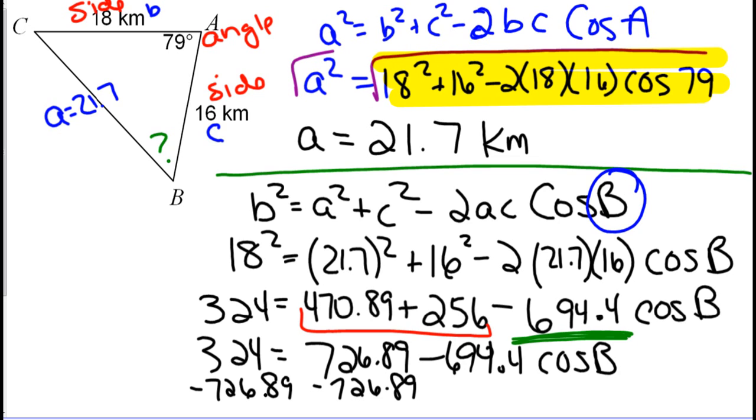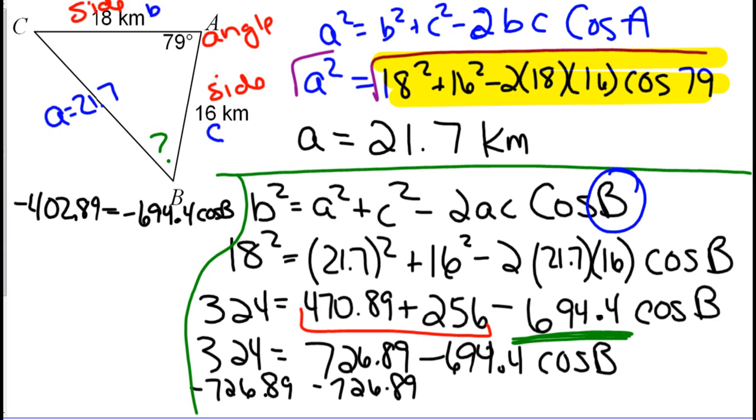When I do that, 324 minus that answer. Uh-oh. Crazy things are happening with the calculator. It's not in any way, shape, or form user error. There we go. Negative 402.89 equals negative 694.4 times the cosine of B. I know, I'm sorry, I'm like running into stuff. I will draw a little, there we go.